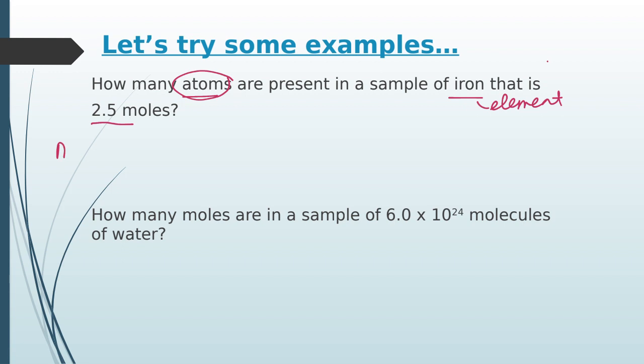So we know our base formula is such: lowercase n equals capital N over Na. I want to solve for capital N. This is the actual number of atoms or molecules. And in order to do that, I have to get rid of Na, the constant that is in the denominator, and I'm just going to cross multiply it to the other side.